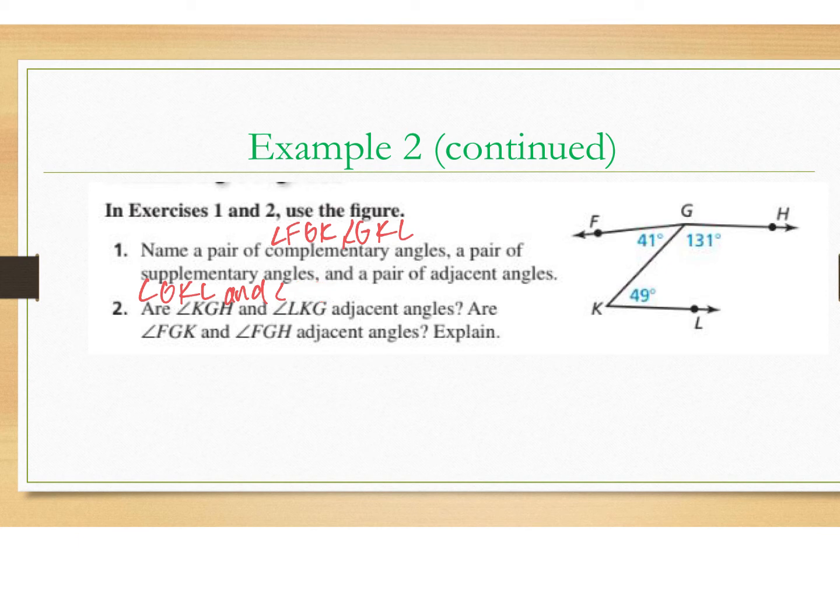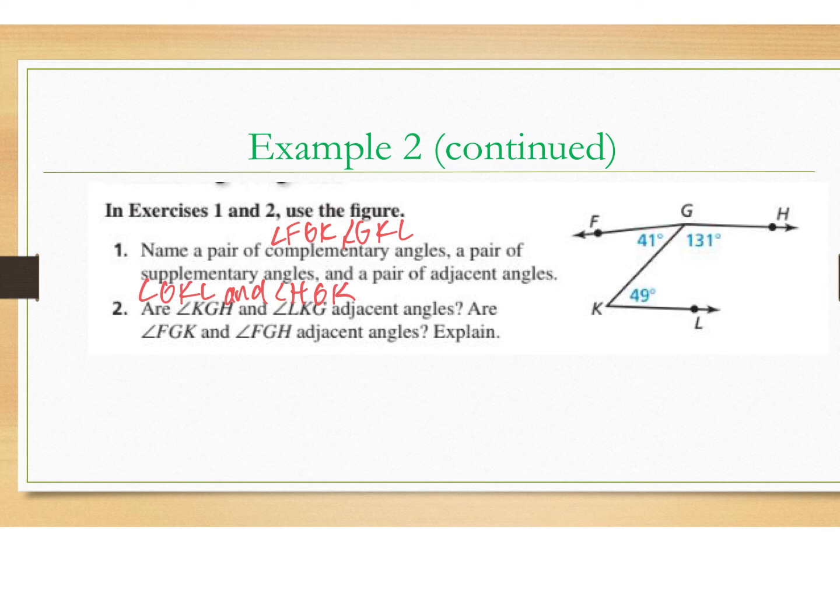GKL is one of them. 49 is going to be used. Well, what's the other angle that 49 needs to be added with to give us 180 degrees? Nope. HGK, okay? We need this 131. It's HGK. Jaden, do you see how H, G, and K is a smaller angle than the whole thing? If you go all the way to F, you're including the 41 and the 131.